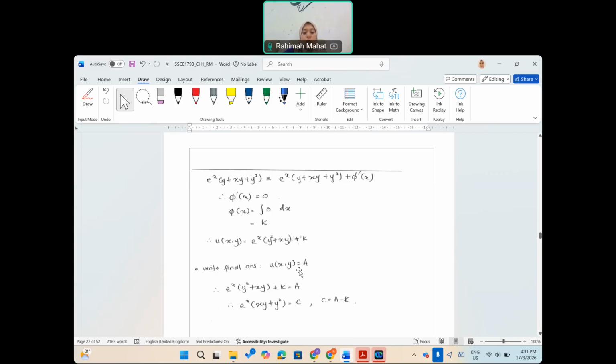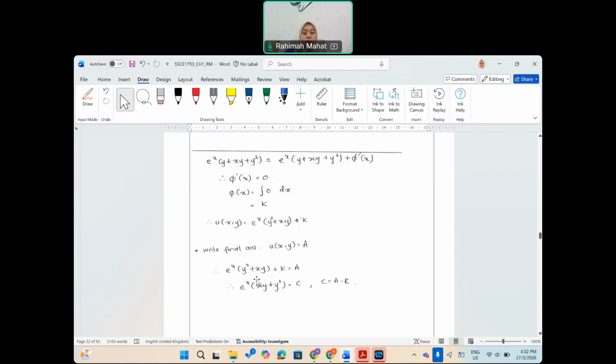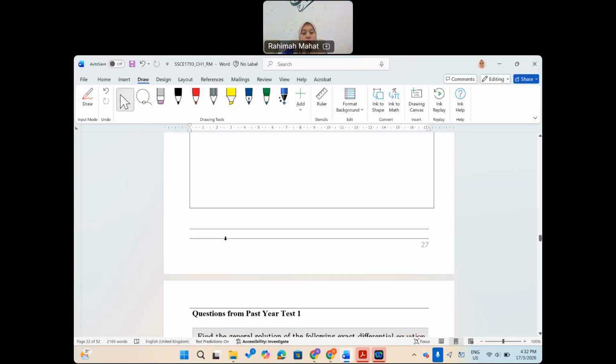So we write the final answer. u(x,y) is equal to a. So you put your k to the left hand side, so you get a minus k. This is a constant, so you can let a minus k be c, to simplify the equation. That's why we put c here, or any other variable. Okay, and that is your final answer.